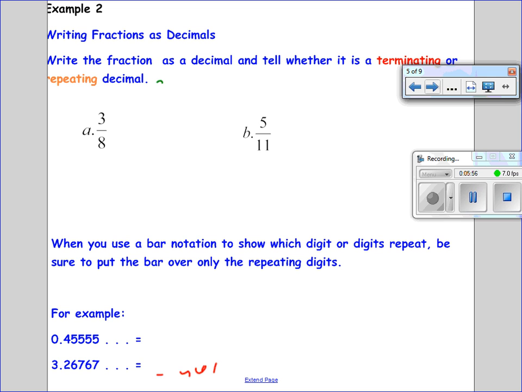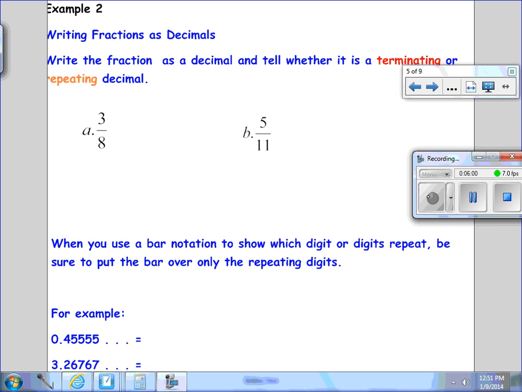Now you're asked about writing fractions as decimals. Write the fraction as a decimal and tell whether it is a terminating or repeating decimal. I'm going to pause the video. I'm going to ask you to work these out. We'll come back and check your answer in decimal form and whether it's terminating or repeating.